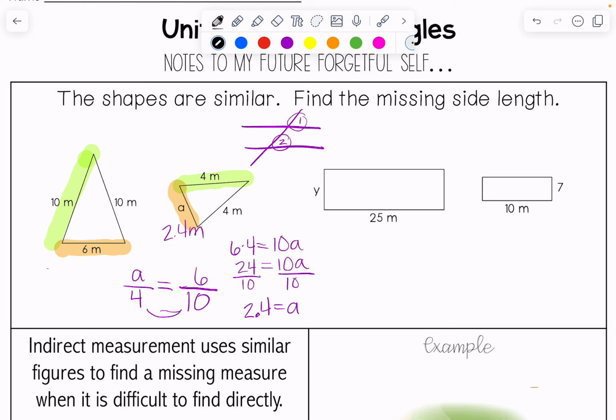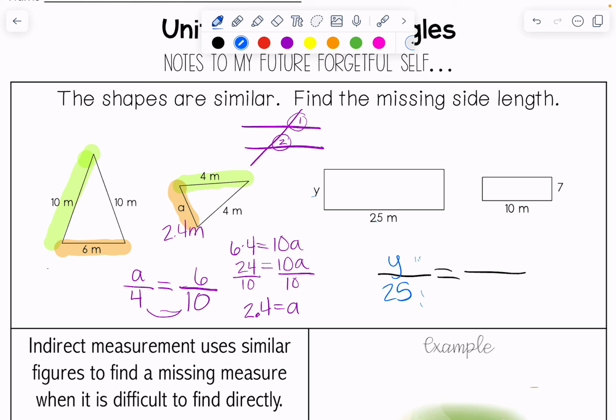So same idea over here with these rectangles. When I start setting up my proportion, I'm going to start with where my variable is. So I have the y over 25, and there are different ways to set up a proportion. The main thing you want to pay attention to is that you have a relationship between the two numbers that you're putting together. So like the y and the 25 are both on the same rectangle, so that's why I can put them together. It doesn't really matter if I put the 25 on top or the y on the bottom.